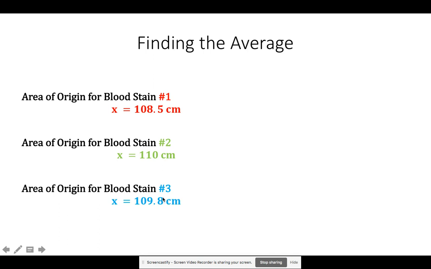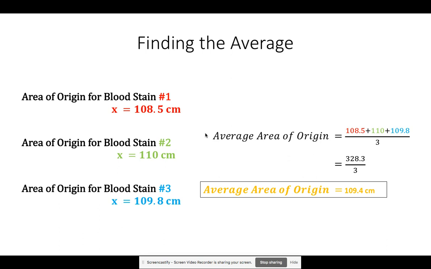What you're going to do here is calculate the average. So we're going to add up the 3 area of origin calculations, and we're going to divide it by 3, the number of trials that we have. And this is going to give us our average value. So on average, if I were to use the calculations from these 3 blood stains, the average area of origin is 109.4 centimeters.